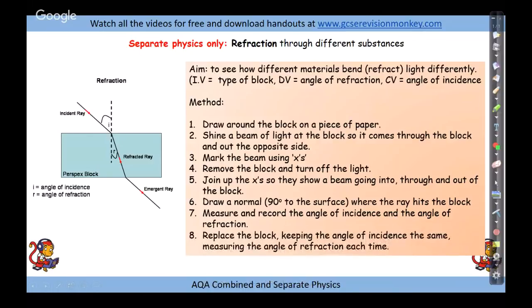We're then going to replace the block, keeping the angle of incidence the same each time, but measuring the angle of refraction each time. And what we'll find is that the more dense the block, the bigger the refraction that will take place. So the ray will be bent even more with a more dense material. Less dense materials, it would refract it less. So it would keep going almost straight in a straight line with less dense materials.